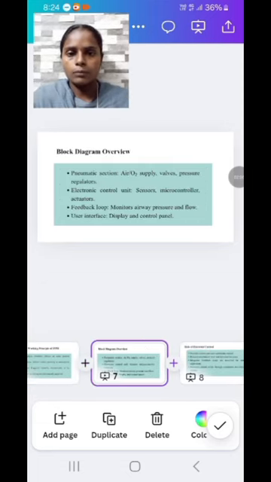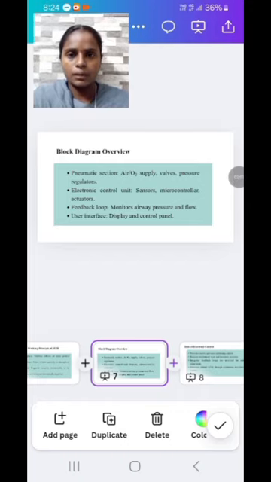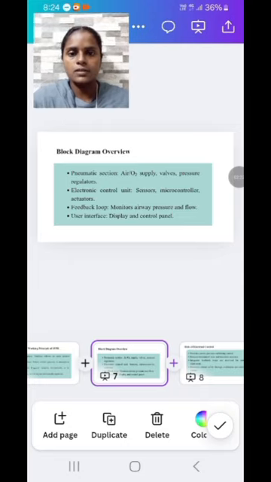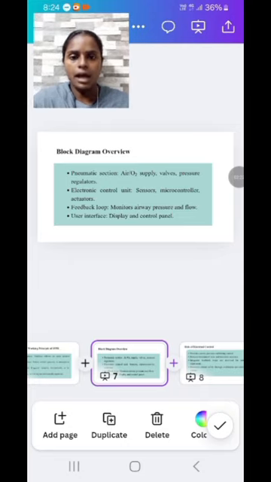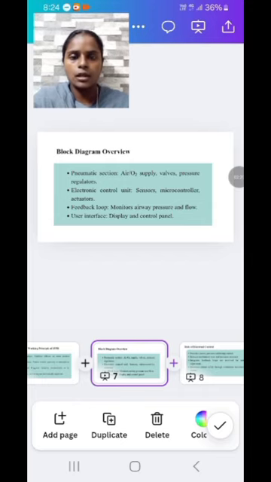Next, block diagram overview. There are the supply section, electronic control unit, feedback loop and user interface. The supply section includes the air and oxygen supply, valves, and pressure regulator. The electronic controller unit includes sensors, microcontroller and actuators. The feedback loop monitors the airway pressure and flow. The user interface includes the display and control panel.